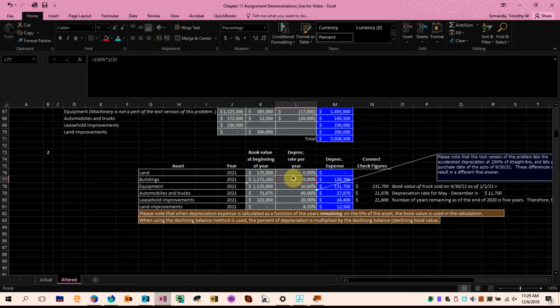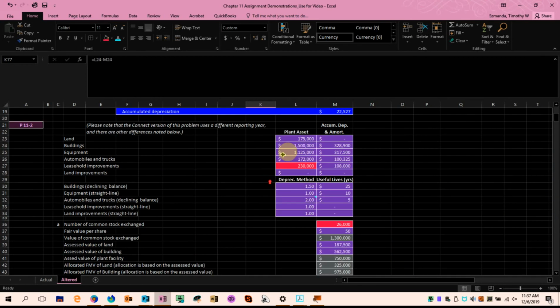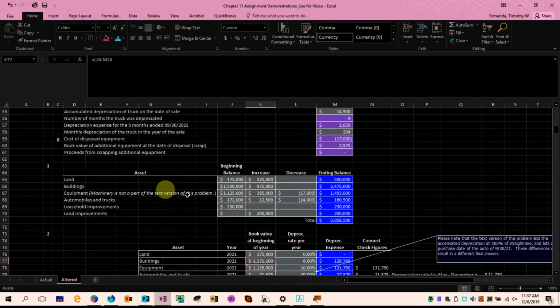So 1/25 would be straight line, and then I multiply that by 1.5. And we're going to see that we started with a balance of $1.5 million, but then we have to deduct the accumulated depreciation of $328,900. So when we're calculating the building depreciation, we do need to net out the accumulated depreciation to that point at the beginning of the year.